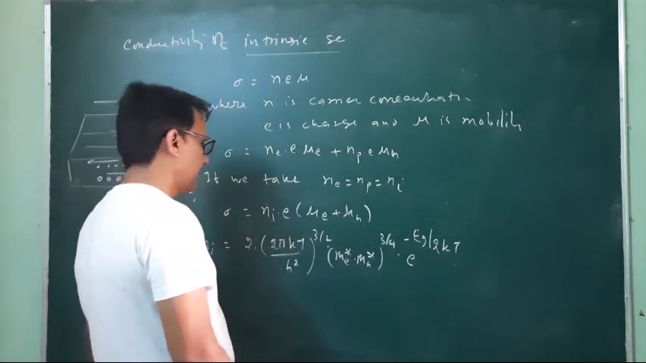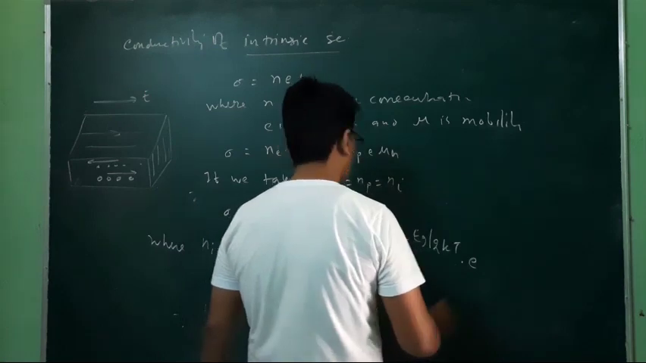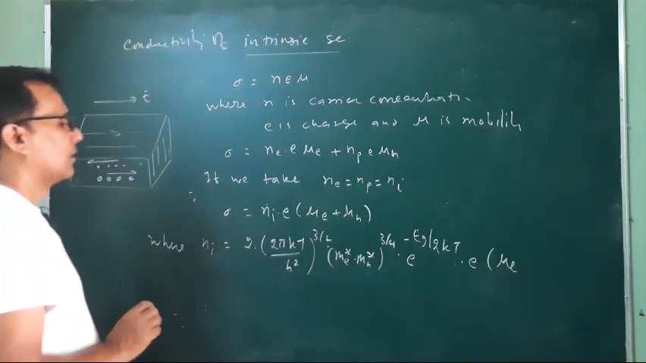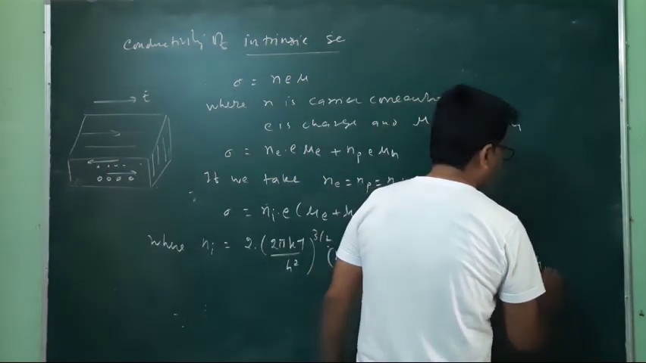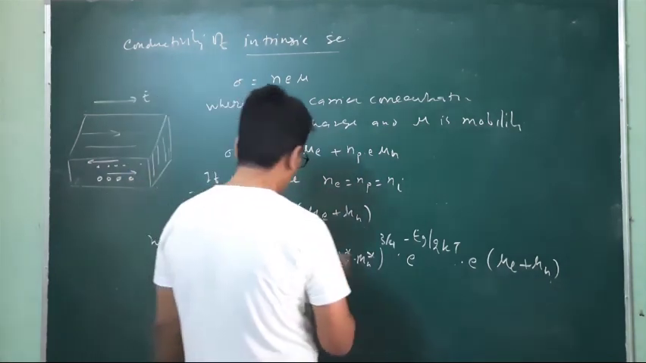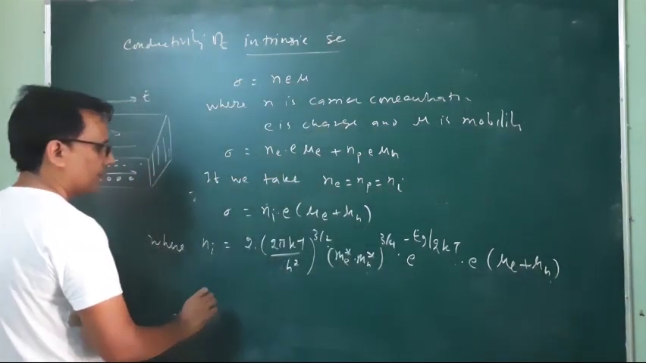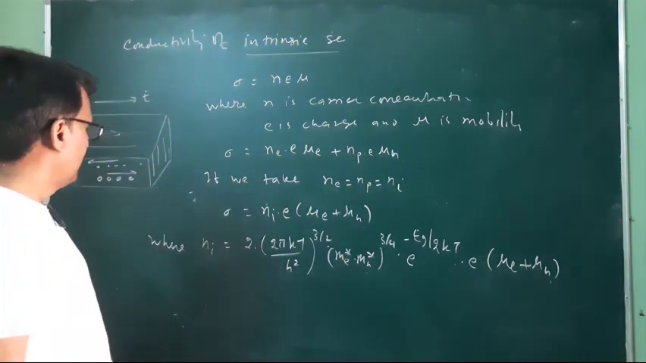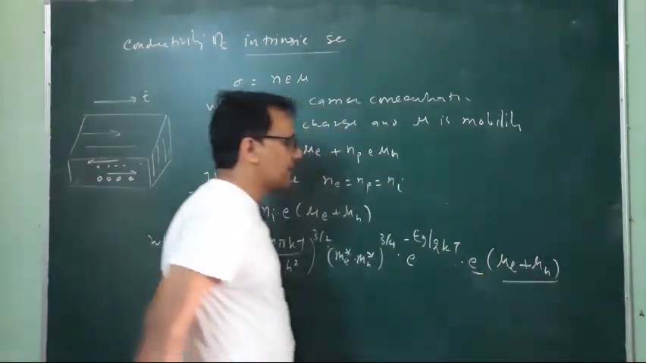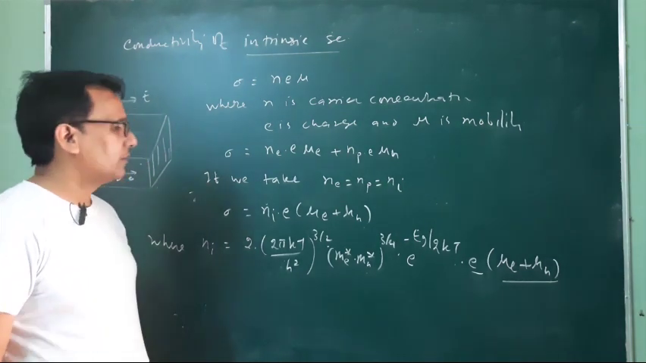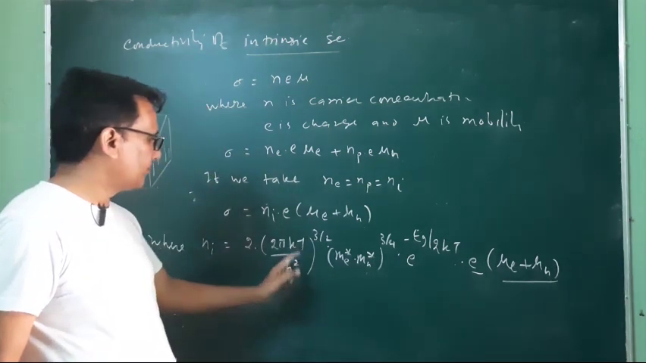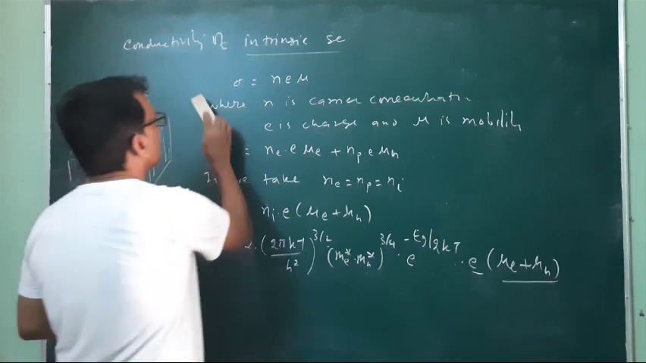So this is multiplied by e and mu_e plus mu_h. These are constants, and one term is here, so one can take this temperature term. This is the expression for the conductivity, where this is constant. Obviously the mobilities of electrons and holes are constant at a particular temperature and in an electric field, and the masses are also constant. And for a particular temperature, T can be taken as constant.